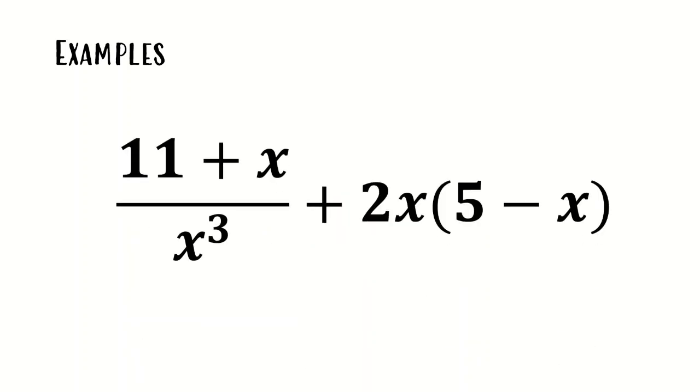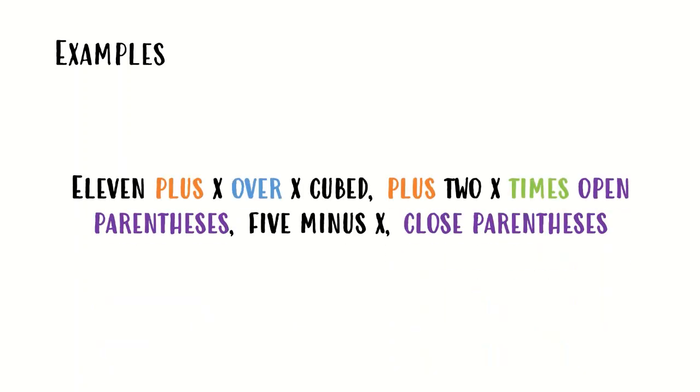This one's much more difficult. I tried to put all of the rules in. Let's have a go. You can pause the video and give it a shot yourself, and then we'll read it through together. Yep, so this would be 11 plus x over x cubed, and then plus 2x times open parentheses 5 minus x close parentheses. Another way to say it would be 11 plus x over x cubed plus 2x times 5 minus x, all in parentheses. Notice how the second way to say it is a bit more vague. It's not as clear because you don't know where the parentheses start.